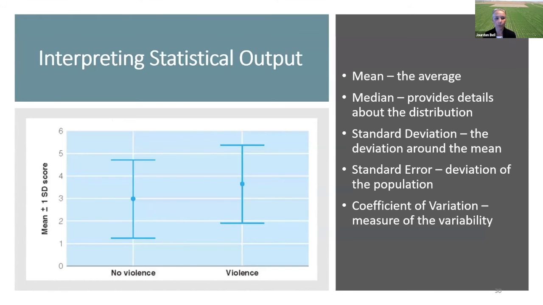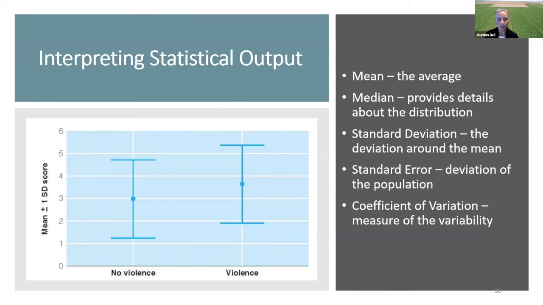So when we interpret our statistical output, there are some very basic descriptive statistics that can be used. The mean is the average. The median provides details about the distribution of the values. The standard deviation, I think, is a very simple and a very strong tool that we can use to demonstrate variation within a field. It provides you the deviation about that mean.